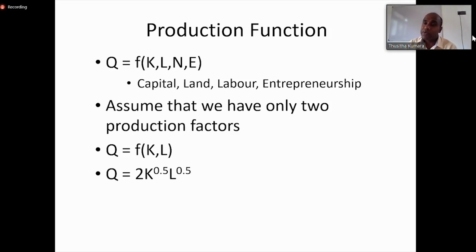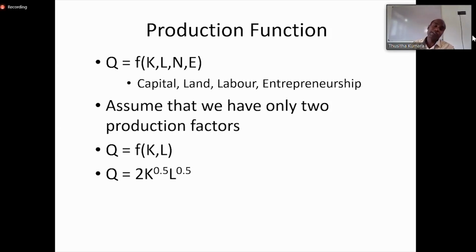Now, as we are doing in economics in many places, we can assume there will be only two production factors. Even though we learn there are 4 production factors, we assume that there will be only 2 production factors called capital and labor. Why we do that? Any idea why we are having only 2 production factors? It is because of easy graphing. Otherwise, you can put all 4. But for easy calculations and graphing, we are using only 2 factors of production, capital and labor.